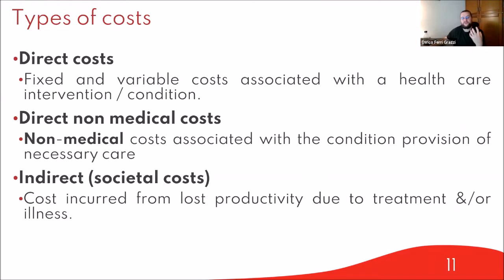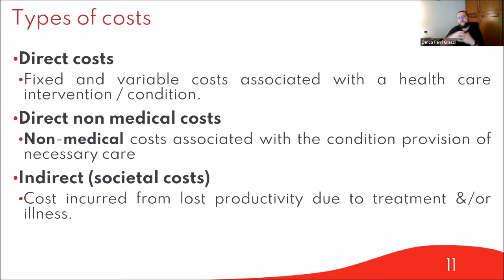So when we talk about costs, obviously we have to think about different types of costs. There are many types of costs, but generally we categorize them in three major categories: direct costs, direct non-medical costs, and indirect costs. Now, direct costs can be fixed or variable depending on whether they change with the quantity of the procedure provided. They are directly associated with the intervention or the condition, right? So a direct medical cost is something that is 100% related to the treatment of a particular condition.